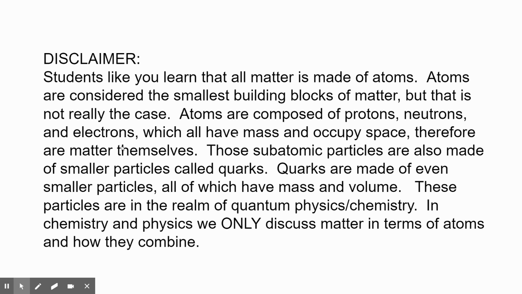Those subatomic particles are also made of smaller particles called quarks. Quarks are made of even smaller particles, all of which have mass and volume. Now, anything smaller than a proton, neutron, electron is really the realm of quantum physics and quantum chemistry, and we're not talking about that in this course, so it's not really a big deal. In this course, we're only going to be discussing matter in terms of atoms and how they combine.